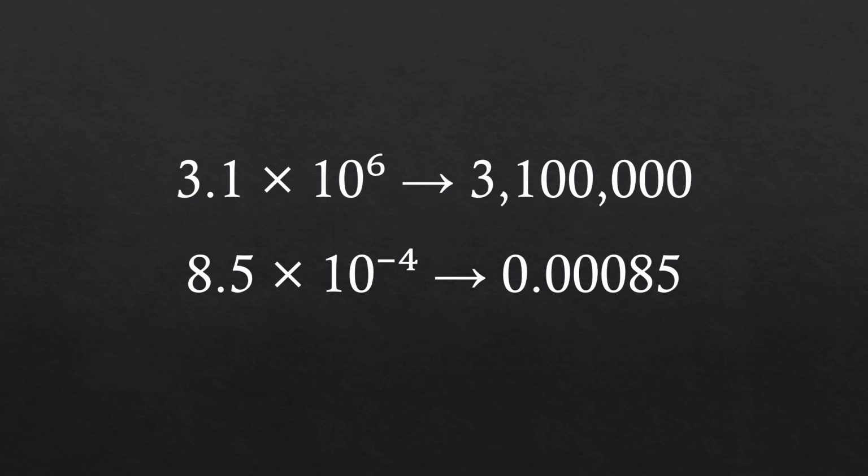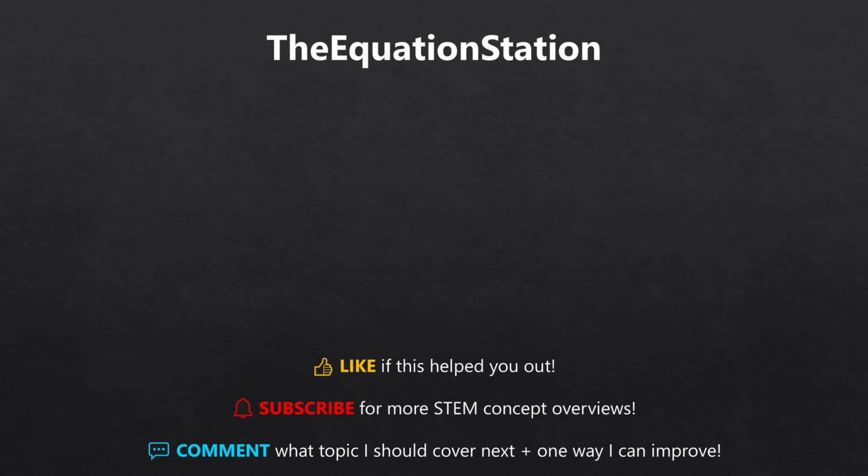Going the other way is just as easy. If it's a positive exponent, move the decimal to the right. If it's a negative exponent, then move the decimal to the left. Then just fill in the zeros. And that's it. You now know how to write any number in scientific notation. This skill is foundational for every STEM class you'll take.